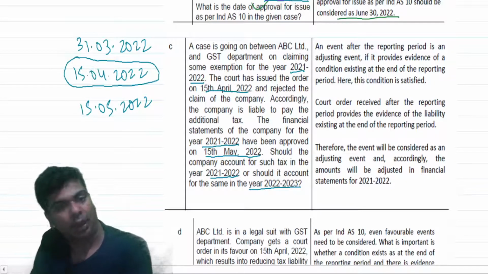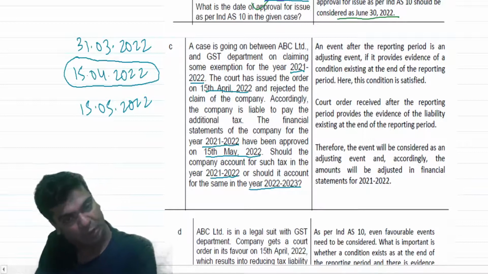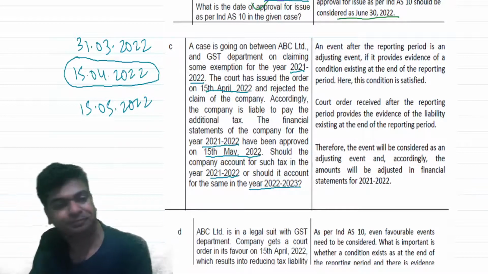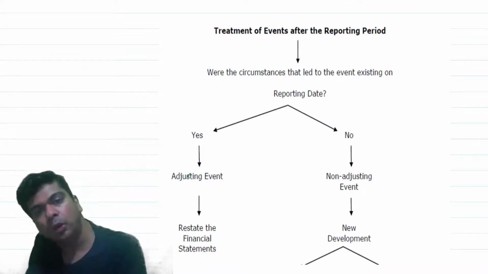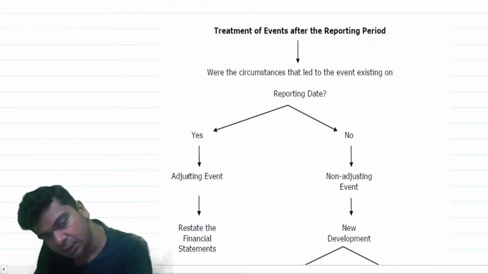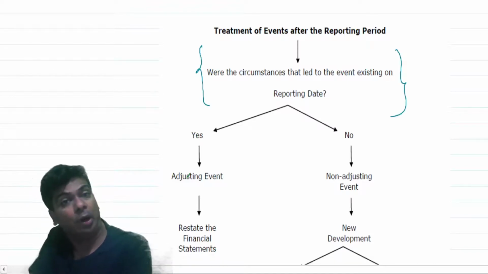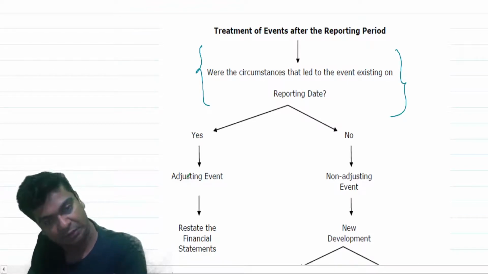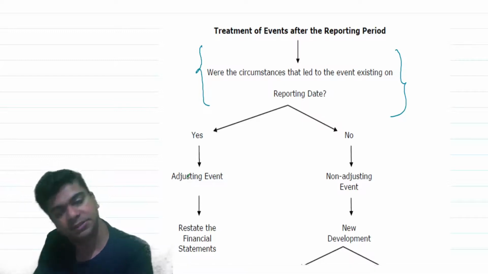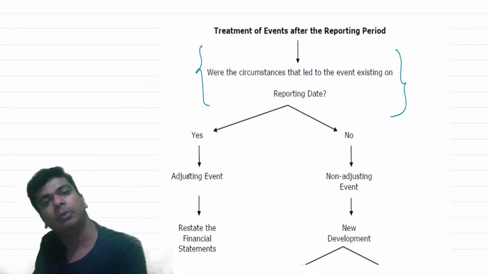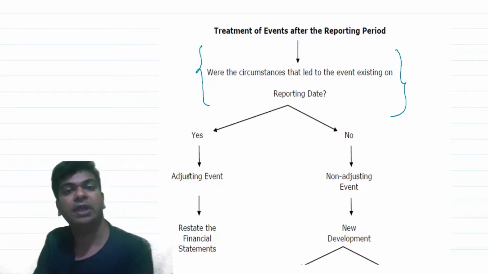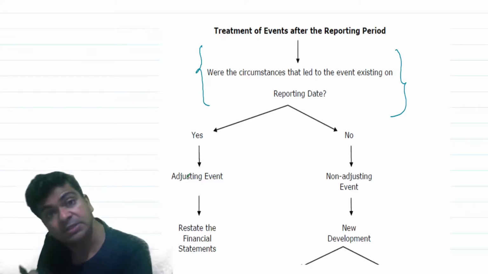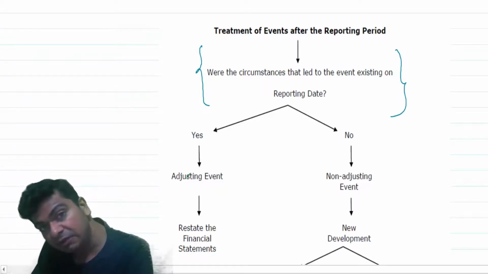What do you say? The court has issued the order on 15th April. Whether it is adjusting or non-adjusting, this is the note that you have to really consider. And this is the all-important question that you should be asking yourself. Were the circumstances that led to the event existing on the reporting date? What is the event? Court has given judgment on 15th April 2022. Were the circumstances of this particular event existing on the reporting date?